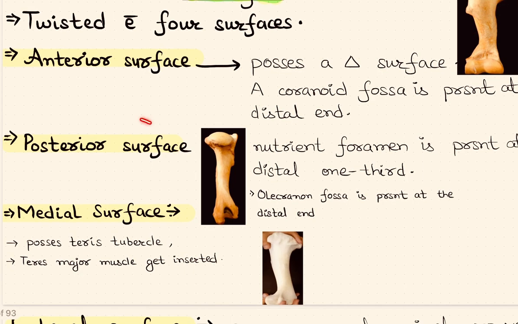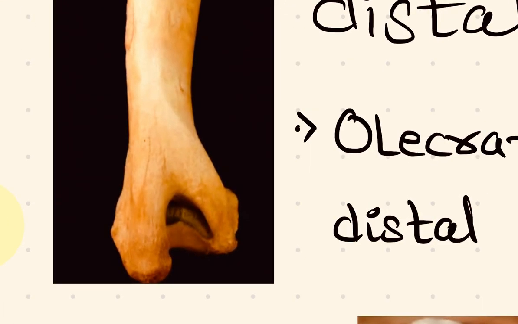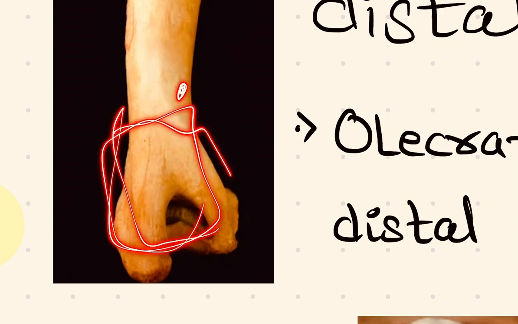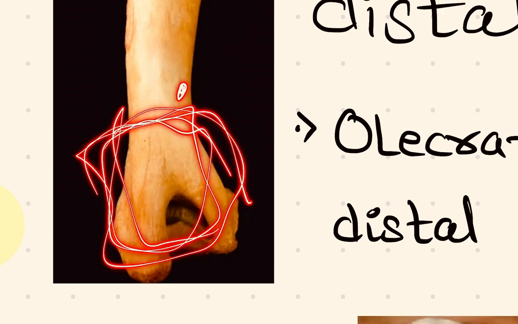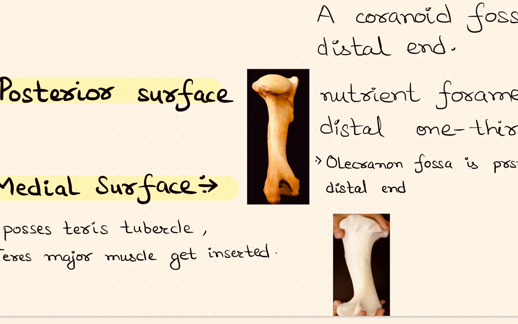For the posterior surface, there is a nutrient foramen in the distal one-third. If I go down, this is the nutrient foramen in the distal one-third. This is the distal region of the posterior surface. How did I know that this is the posterior surface? By this olecranon fossa, and this is the nutrient foramen. So by seeing the nutrient foramen, you can also recognize the posterior or caudal surface. The olecranon fossa is present at the distal end. As you can see, this is the olecranon fossa.